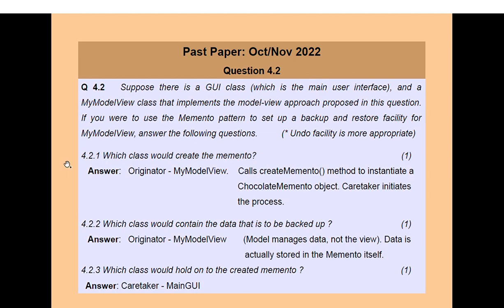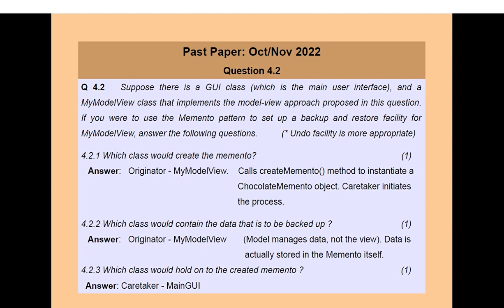Question 4.2. Suppose there is a GUI class, which is the main user interface, and a MyModelView class that implements the model view approach proposed in this question. If you were to use the memento pattern to set up a backup and restore facility for MyModelView, answer the following questions.